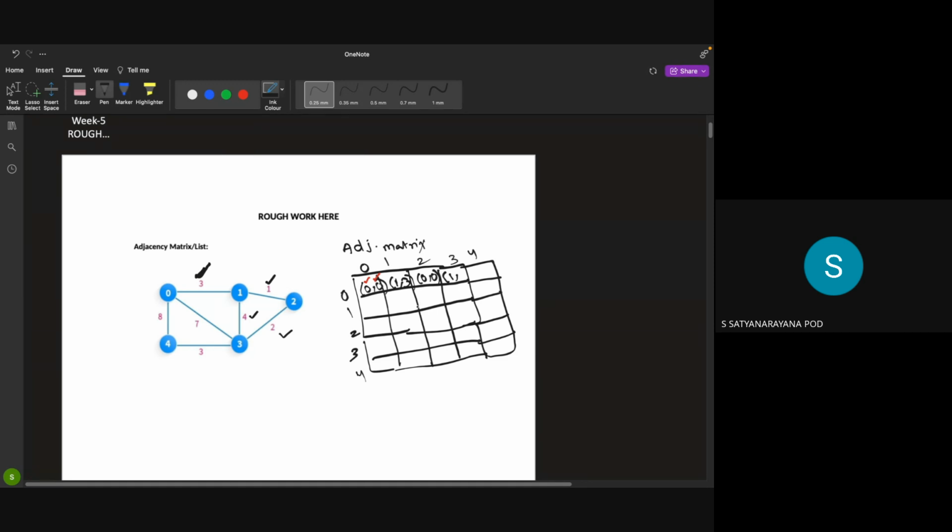What is the weight there? 0 to 3, 7. Cool. So this is 7. And in a similar way, 0 to 4, we are having 1 and 8. So this is done. Similarly, the 2 is happened.